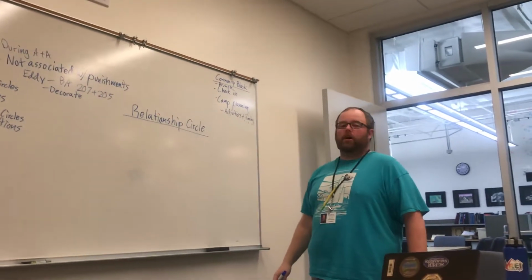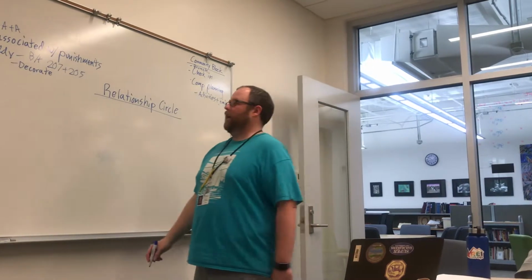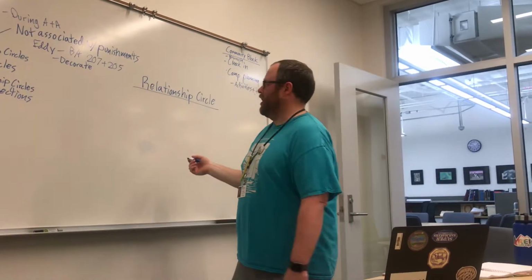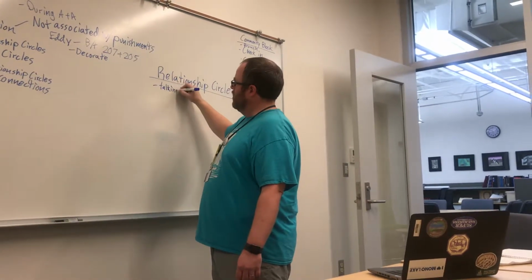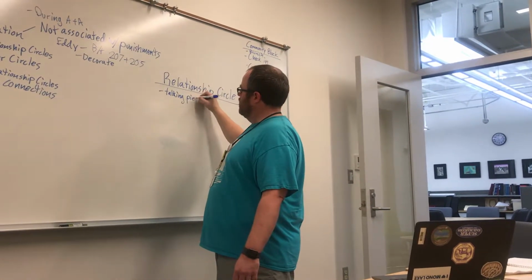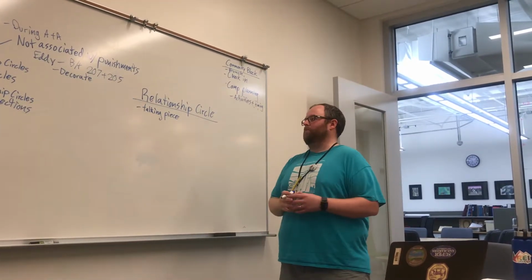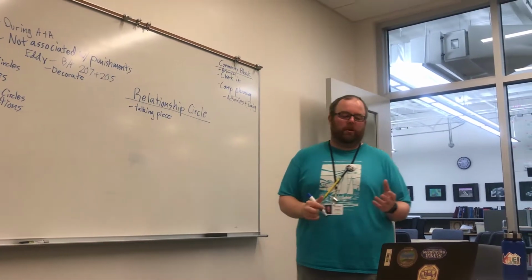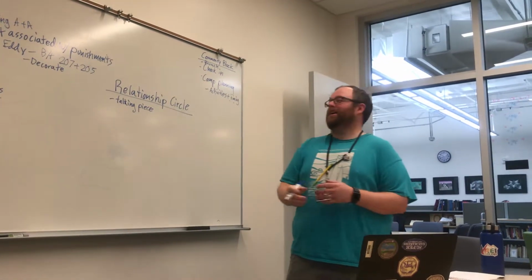So we're going to talk about relationship circles and the process of planning it. A couple of things you need to start: you need a talking piece. One of the good things to use for a talking piece would be a mason jar with a closable top, and you can put Post-its in and make it your own.